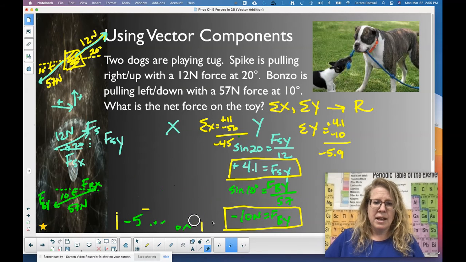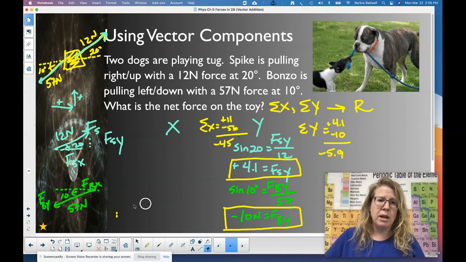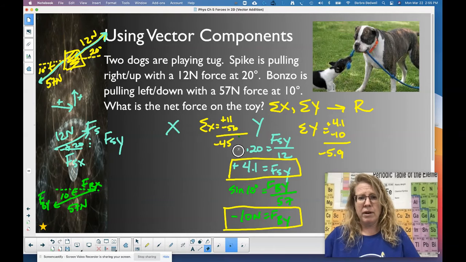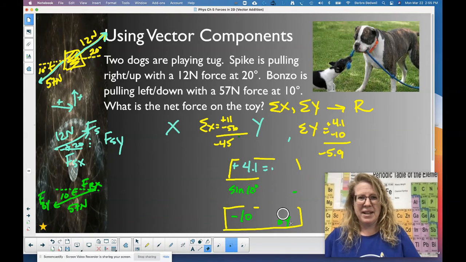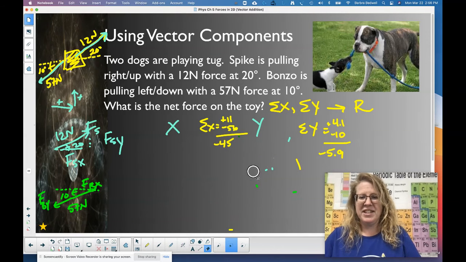We take a look at this. This means that pretty uniformly, our friend Bonzo here is winning, right? He's definitely winning this tug of war. Spike here is a big softie. Doesn't he look like a sweetie? Bonzo, though, the little dogs like that, like I said, they're vicious in a good way. I mean, in a bad way.